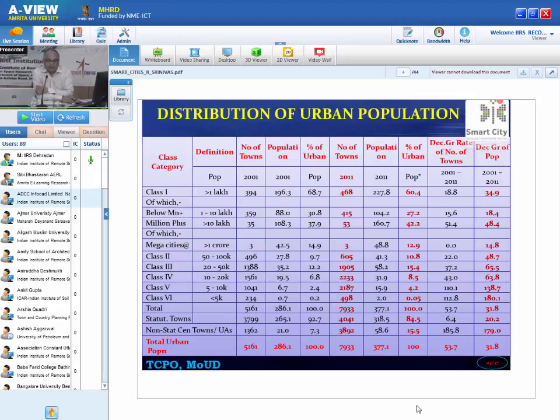This table broadly gives the distribution of urban population as per the categories of cities. The total number of cities in census 2011 was 7,933. Among these, 3 were mega cities: class 2 605, class 3 1905, class 4 2233, and so forth. In terms of decadal growth rate, mega cities have shown 14.8%. However, class 4, 5, 6 cities have shown a very rapid population growth rate during 2001 and 2011.